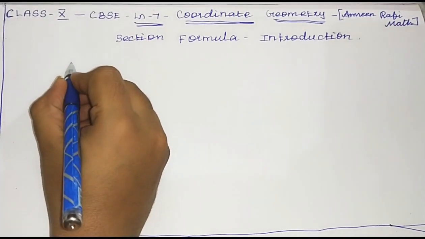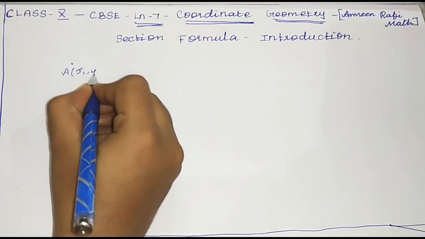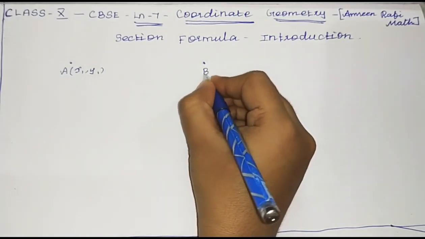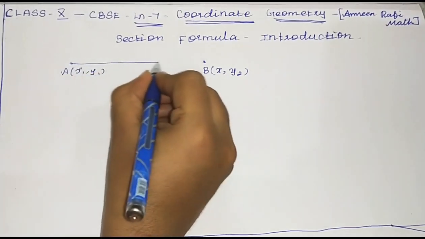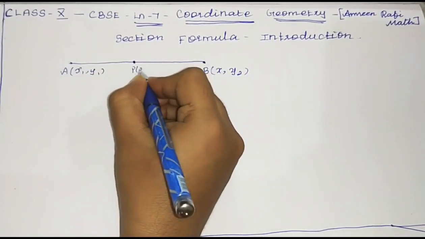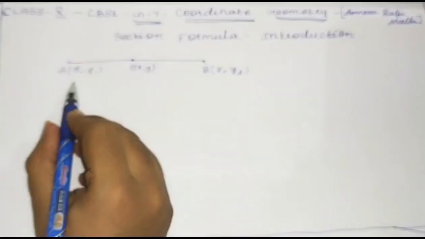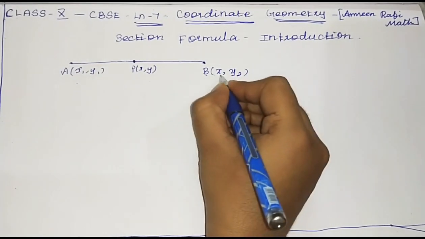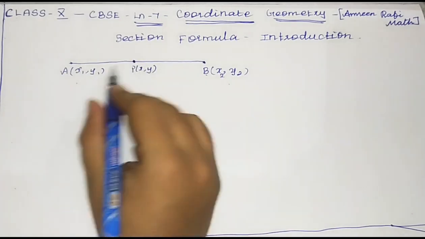We consider one coordinate point A of x1, y1. Another coordinate point we consider B of x2, y2. Join the line. Now you mark one point on the line, P of x, y. So I consider two points: one is A of x1, y1 and another one is B of x2, y2. I consider one point P of x, y on the line.